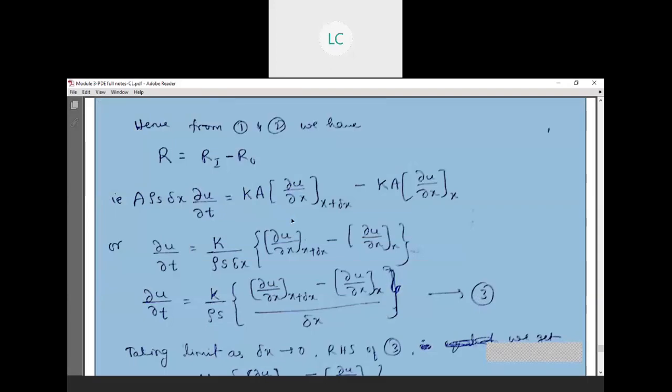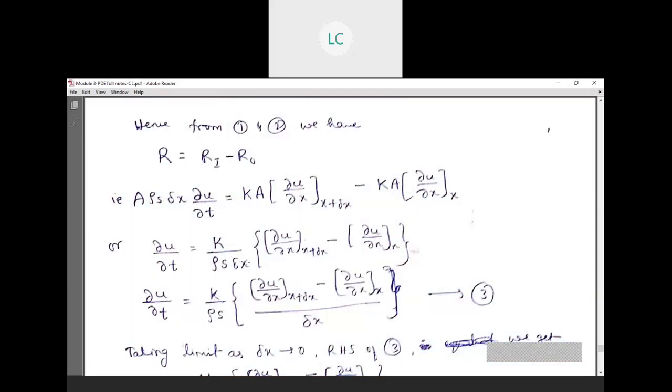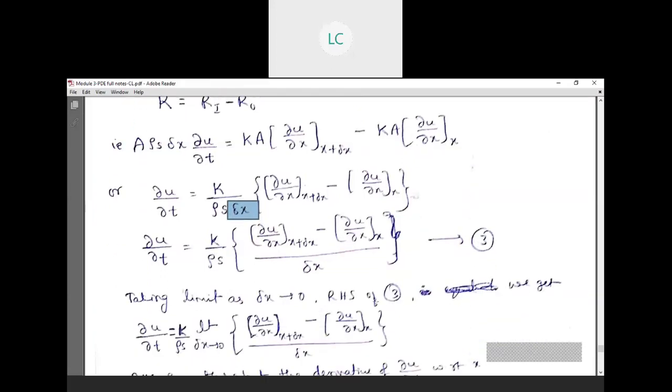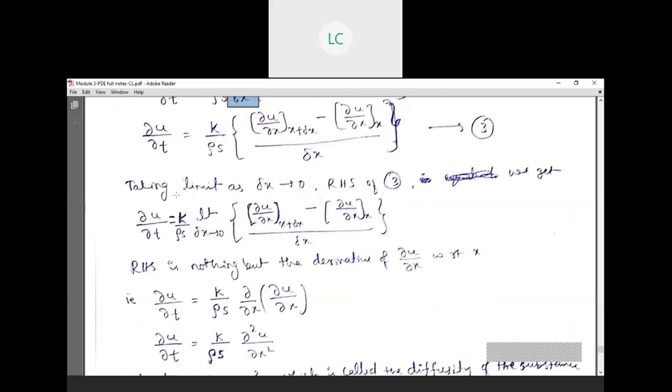Now see here, we have delta x, right? So K by rho s into, divide by delta x in these two terms. Call that equation 3. Now take the limit as delta x tends to 0 in the RHS of 3 only. Only in the RHS of equation 3 you take delta x tends to 0. We'll get this equation.